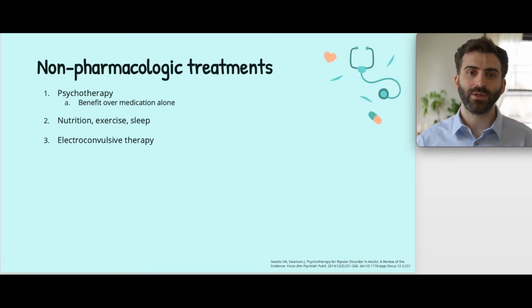Bipolar disorder has been shown to have a low-grade chronic inflammatory state. So proper nutrition, exercise, and sleep help with this. Finally, for refractory cases, sometimes electroconvulsive therapy is used, and it's about 70% effective in bipolar disorder.